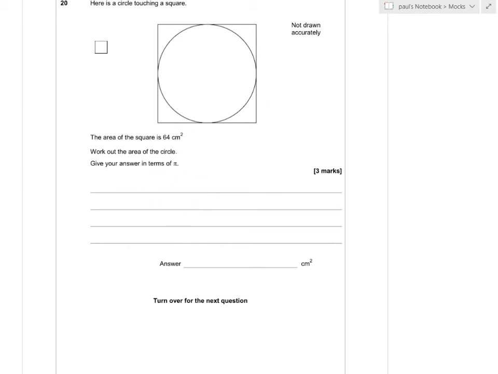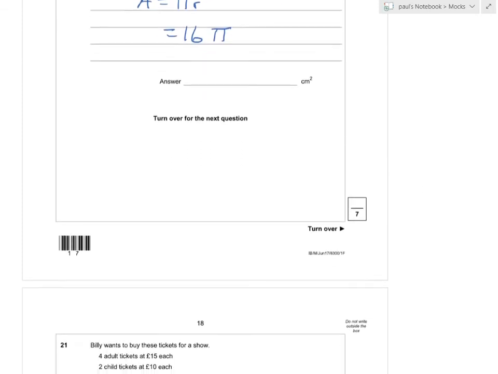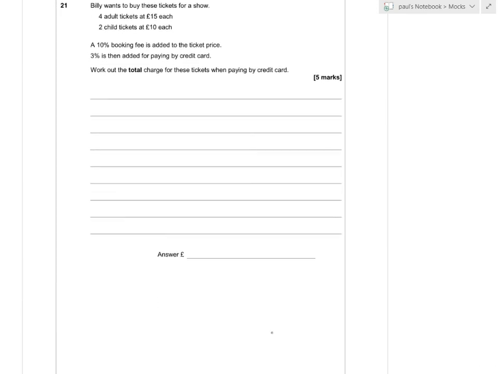Oh, let's go back again. Right, so the area is going to be that times that equals 64. So I need to do the square root of 64, which equals 8. So that means each side is 8, and therefore the radius is 4. So now the area equals pi r squared, which is 4 squared, which is 16 pi. Made a mistake. Doesn't matter, does it really? As long as you get there in the end.